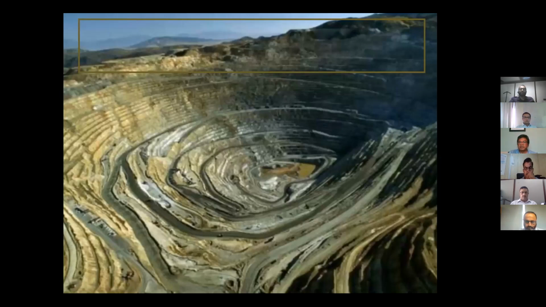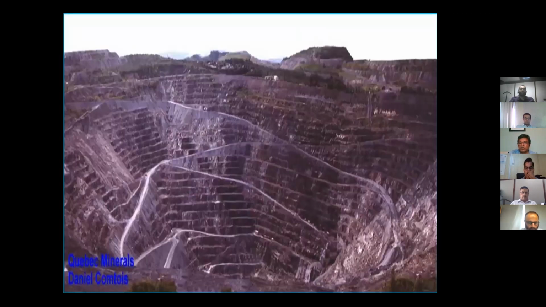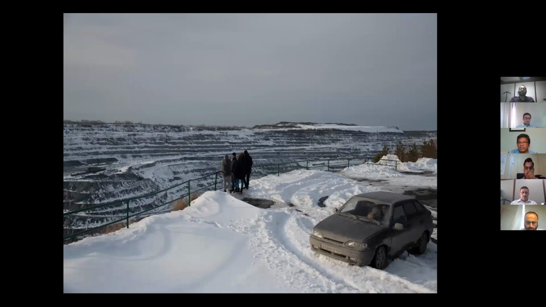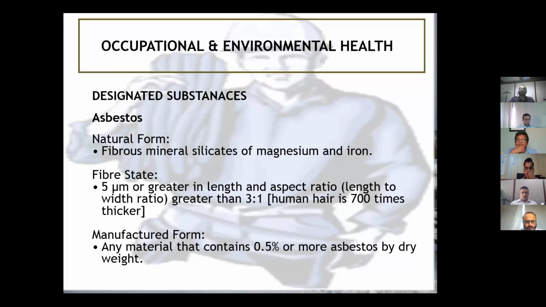This is how an asbestos mine looks like, common. It's simple, a mine, they just mine it and sell it. Another view, this is, I think, in Russia. So it exists in fibrous, natural form and mineral silicates of magnesium and iron. I know asbestos is not used in too many materials in Pakistan, but still it is being used. I'll come to those uses later on.